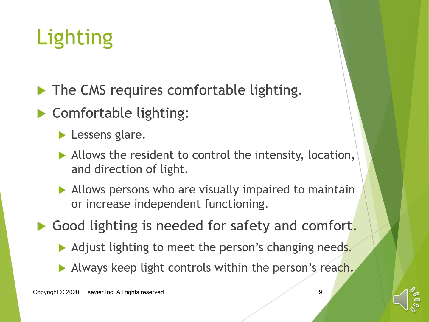Good lighting is needed for safety and comfort. Glares, shadows, and dull lighting can cause falls, headaches, and eye strain. A bright room is cheerful. Dim the light when someone is trying to relax and rest. Review residents with dementia and lighting in the textbook.